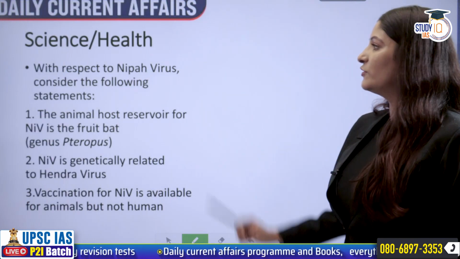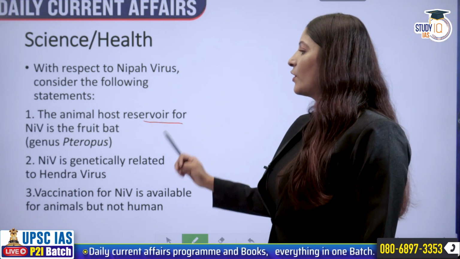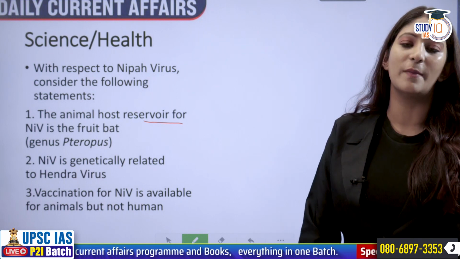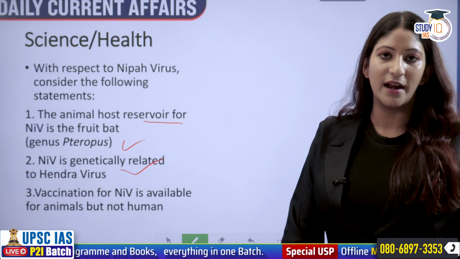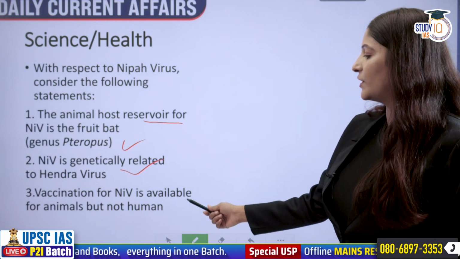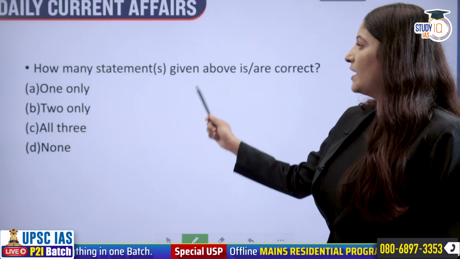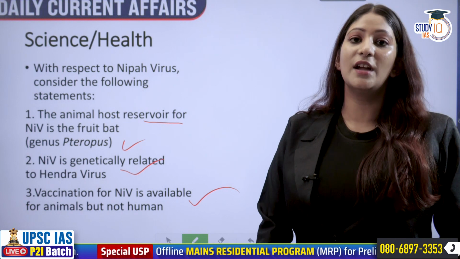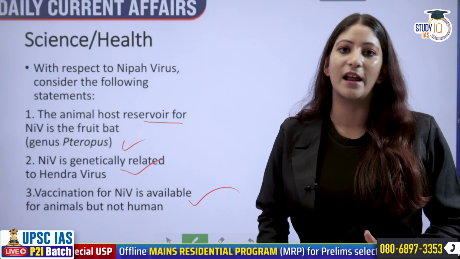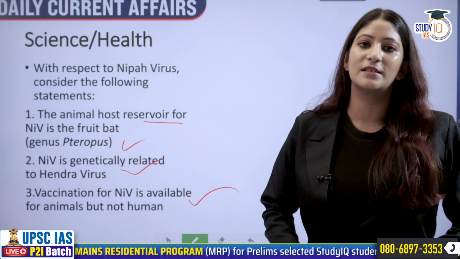Moving on, with respect to Nipah virus, consider the following statements. The animal host reservoir for Nipah virus is the fruit bat, genus Pteropus. NIV is genetically related to Hendra virus, and vaccination for NIV is available for animals but not humans. So what do we have to see? How many of the statements given above is or are correct? Recently, we are witnessing an outbreak again in Kerala. Kerala generally sees these kinds of outbreaks in a regular manner.